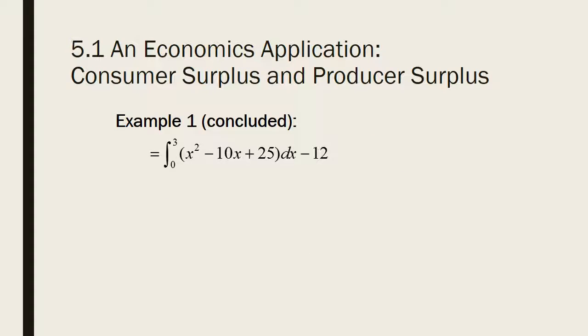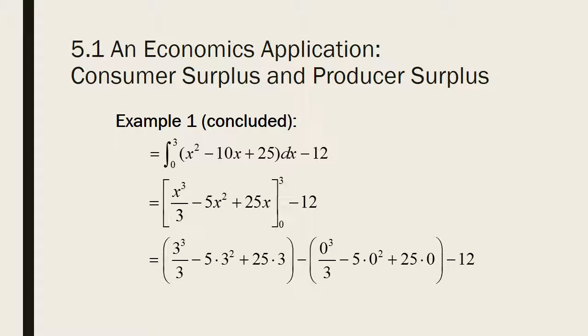On to the next slide. Here we're taking the integral and working it all out. The nice thing is most of the time that second one is going to be 0, but again, it's not always. If there's an e involved, it's not going to be 0, so be careful with that. And our final answer is $27. So your surplus is $27.